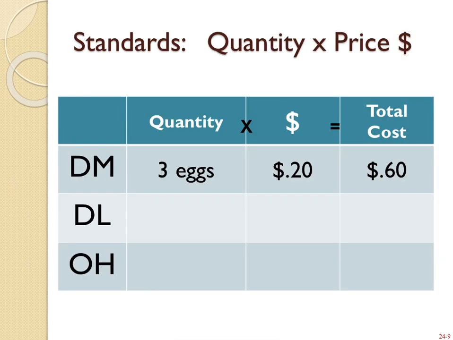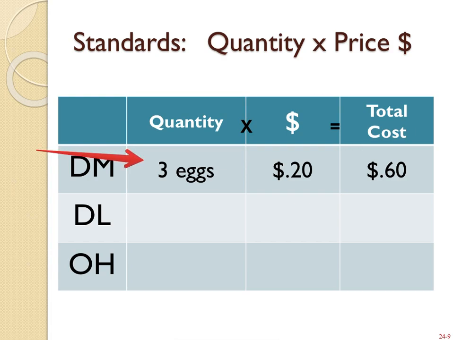So let's say, for example, our recipe said that our cake requires 3 eggs, and each egg costs 20 cents. So your quantity standard for direct materials would be 3 eggs. Your price or dollar standard would be 20 cents per egg, for a total cost of 60 cents. Now obviously I know that the cake is going to have other ingredients besides eggs, but just to keep this example simple, we're only going to talk about eggs.